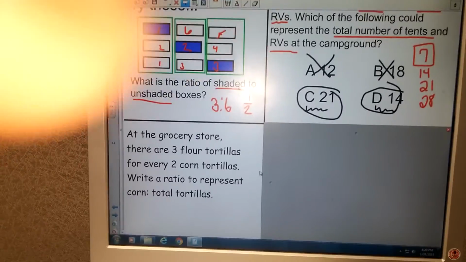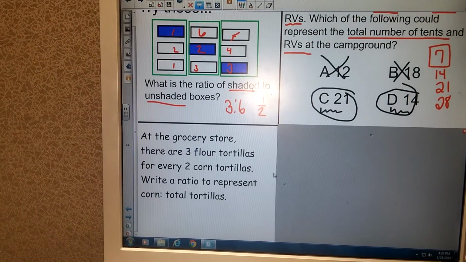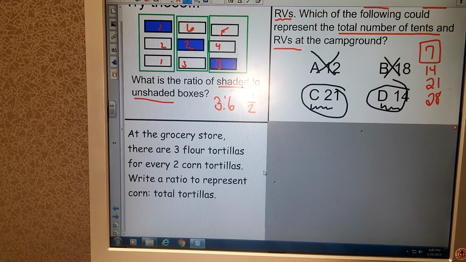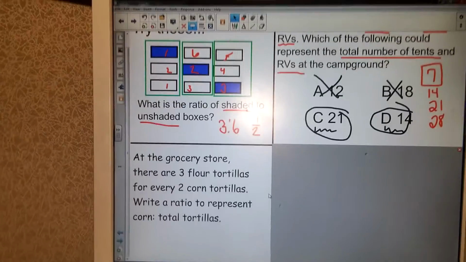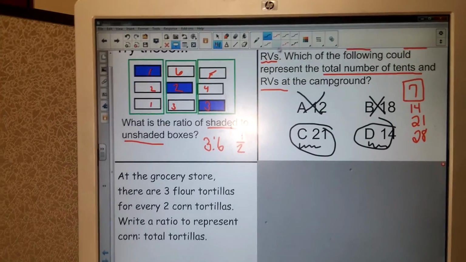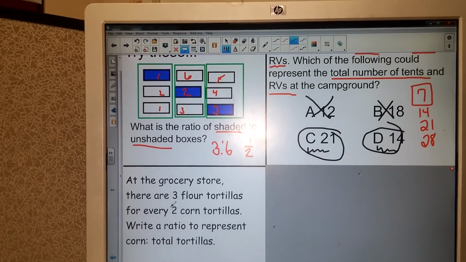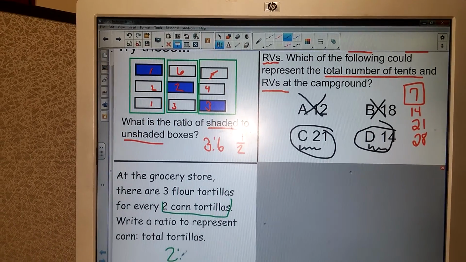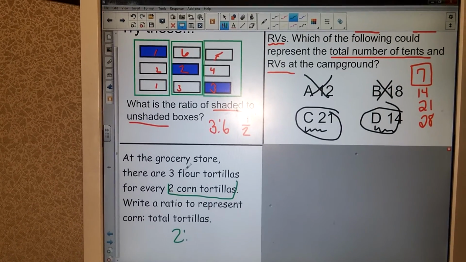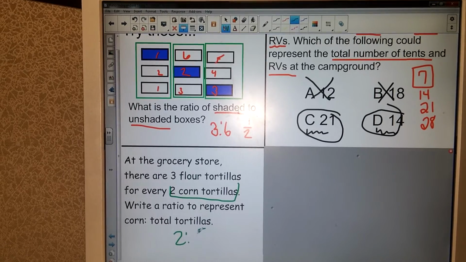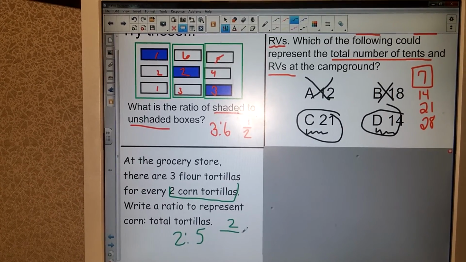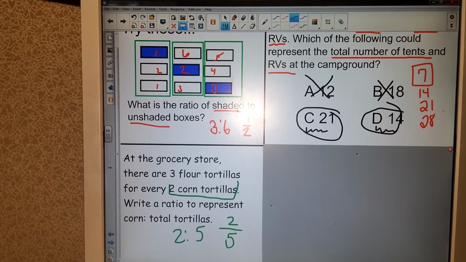The last problem says at the grocery store there are 3 flour tortillas for every 2 corn tortillas. Write a ratio to represent corn to total. So we're looking for corn tortillas to total tortillas. Just a little bit of hunting here. Corn tortillas, we got 2 of them. Now to find our total, if we have 3 flour and 2 corn, that is a total of 5 tortillas. So 2 to 5, or written as a fraction, 2 over 5.